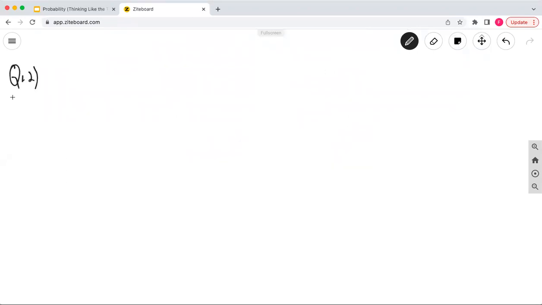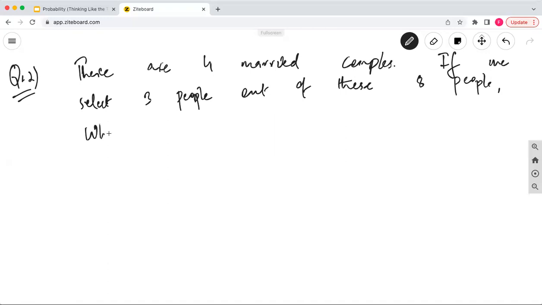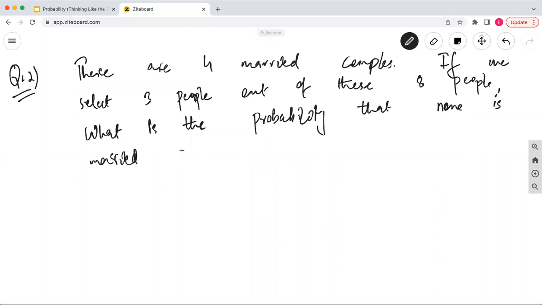And let's see another question to get an idea about the method. If I say that there are 4 married couples, and if we select 3 persons out of these 8 people, 8 because of 4 married couples, 4 into 2 is 8 people, what is the probability that none of the selected are married to each other?